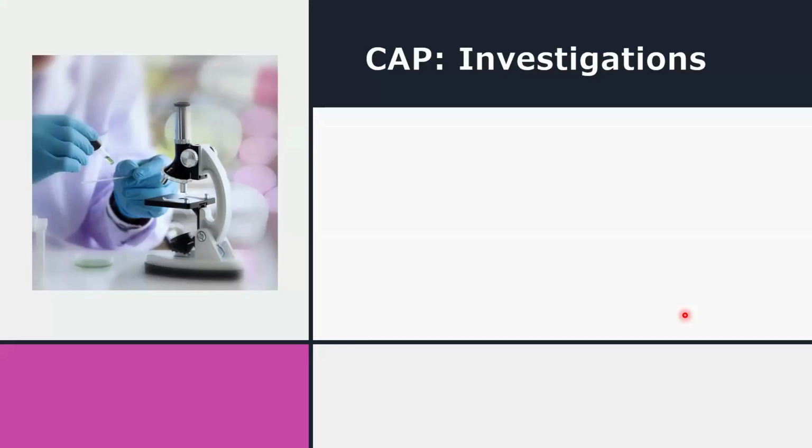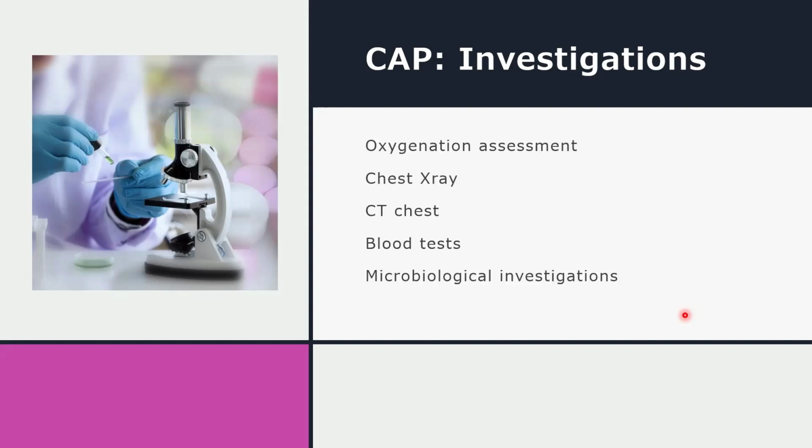So after taking history, when you are suspecting pneumonia, you should go for some investigations. Included in the clinical assessment is the oxygen assessment. Then you can do a chest X-ray, which should give you the diagnosis. But sometimes pneumonia can be there in hidden areas, or it is not clearly visible on X-ray, then in those cases you can go for CT chest. Otherwise, CT chest is not mandatory for pneumonia.